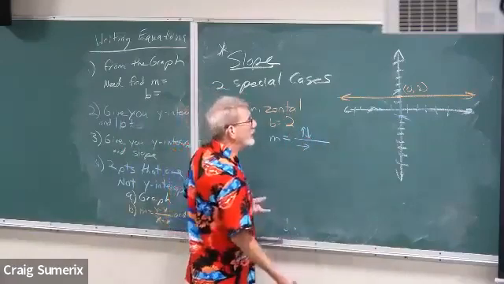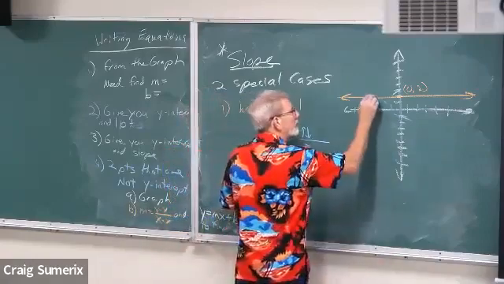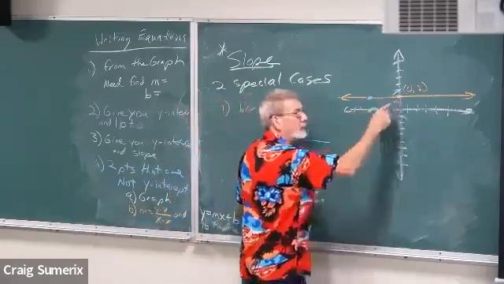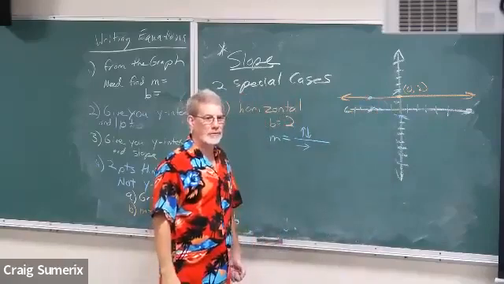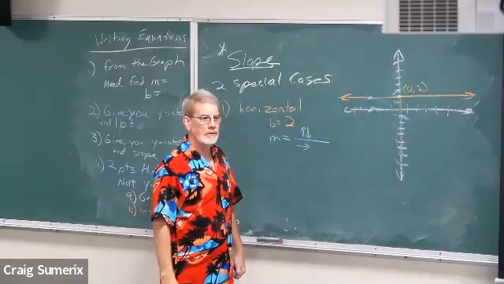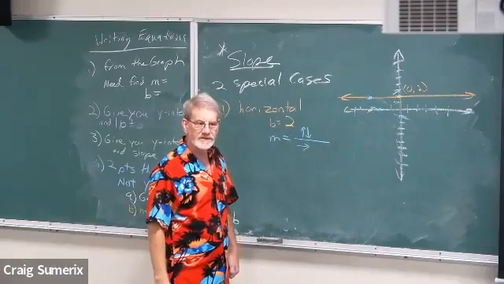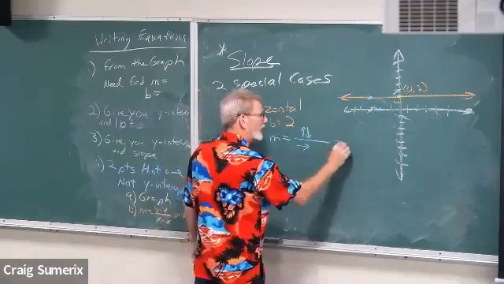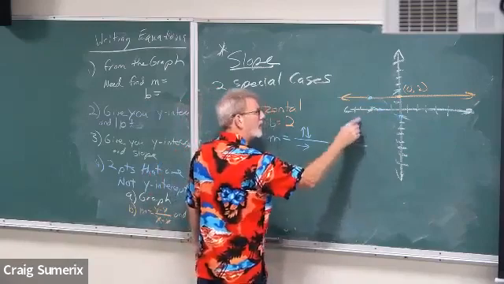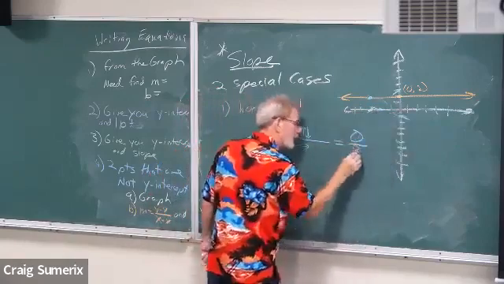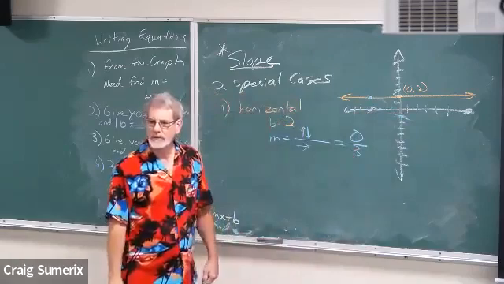So pick me another point. Don't really care. How about that one? Going from this point to that point, how far did you go up or down? You didn't. It's horizontal, Craig. That means it's flat. So I went up 0, but I went to the right 3. What's 3 over 0?